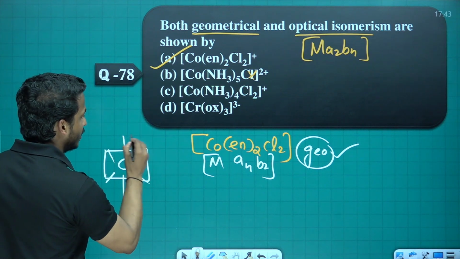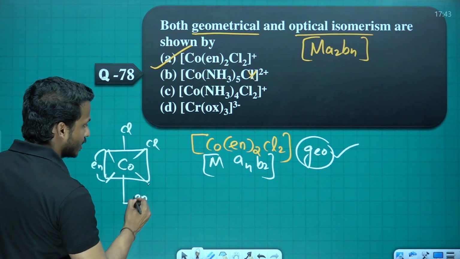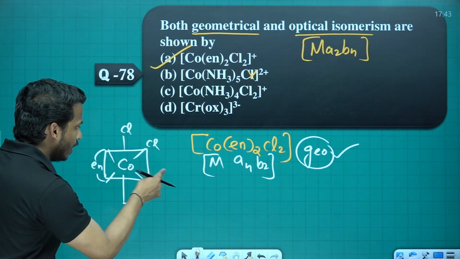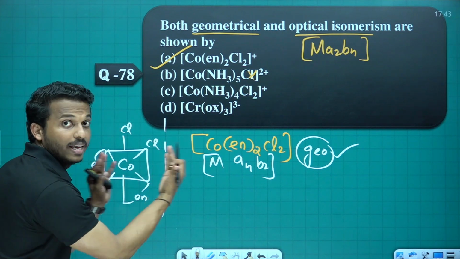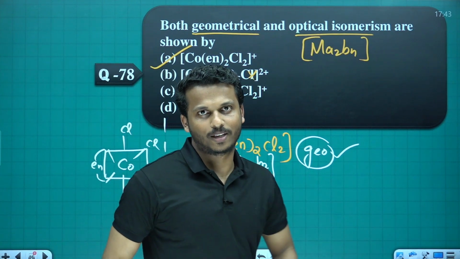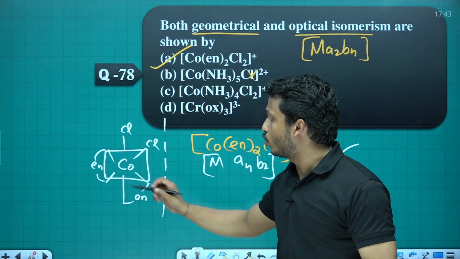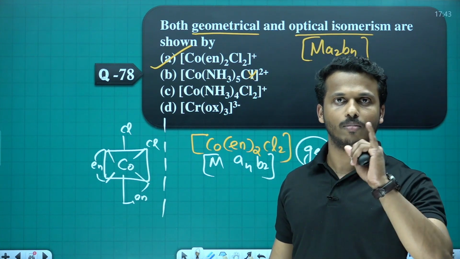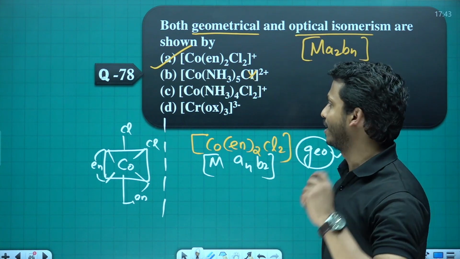Let me draw Cl, Cl. This is what? en, en. This is the cis isomer. And if you place one Cl up, one Cl down, en, en on this side, it will be trans. For the cis isomer, when you take the mirror image, it will be different and they are non-superimposable. Correct? So the type Ma2B4 with two bidentate ligands definitely shows geometrical isomerism as well as optical isomerism. So option A is the correct answer.